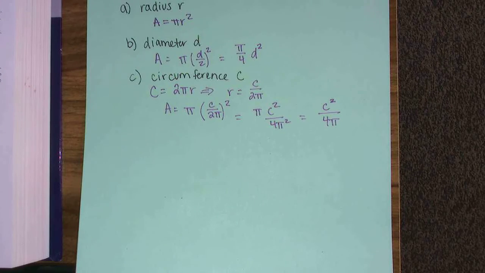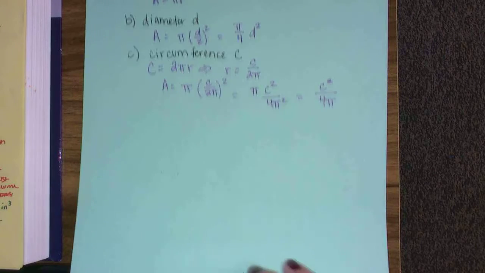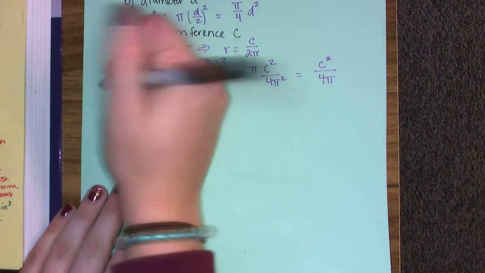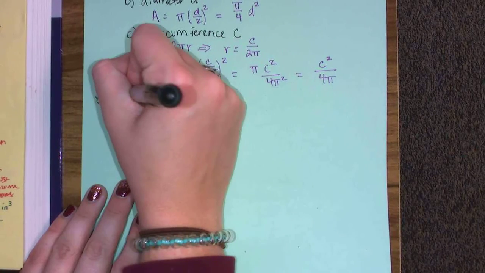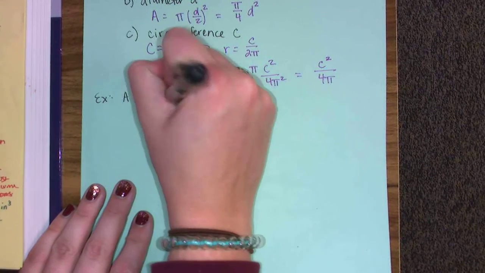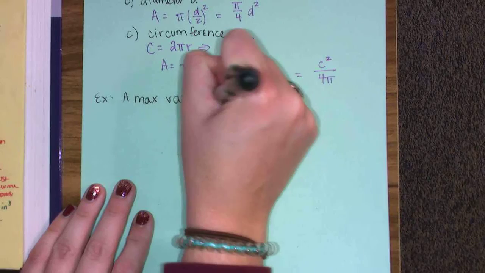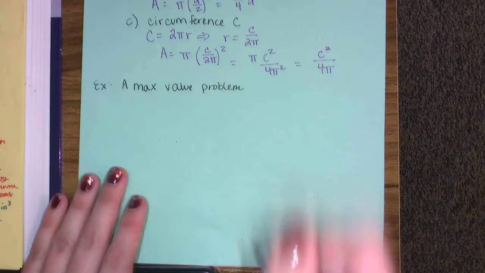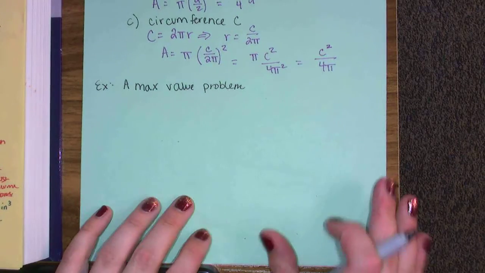All right, so this next type is going to be a very common type of problem you will see. I can pretty much guarantee a problem similar to this one will be on your test. Okay, the quiz isn't going to be on this section, but it will be on the test. So, alright, this is going to be a max value problem. Okay, we also could do it for a minimum value, but this one's going to be for a max value.